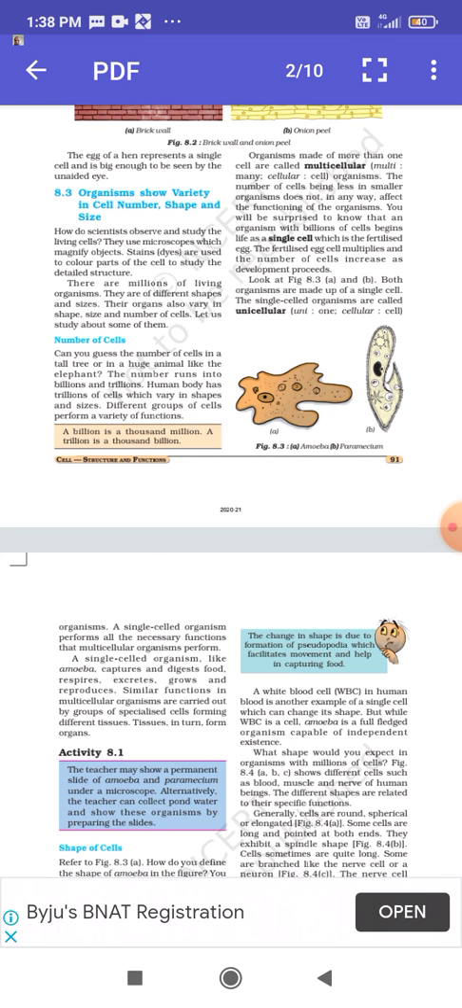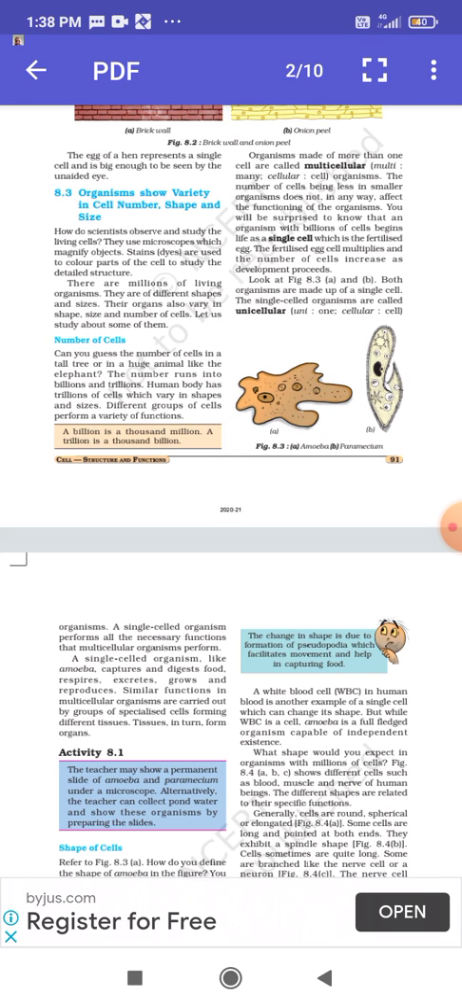Now see students, if you compare animals, like a rat and an elephant, the number of cells found in these animals runs into billions or trillions. Now the human body has trillions of cells. Okay, a billion is 1,000 million, a trillion is 1,000 billion.